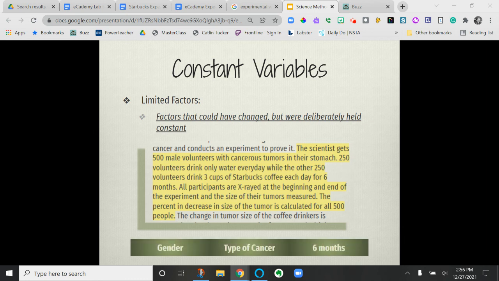The constants that are explicitly stated are the gender of the volunteers being male, the type of cancer being stomach cancer, and the duration of the experiment lasting 6 months. It is easy to see how if we did not control these variables, they could have a big impact on the results.